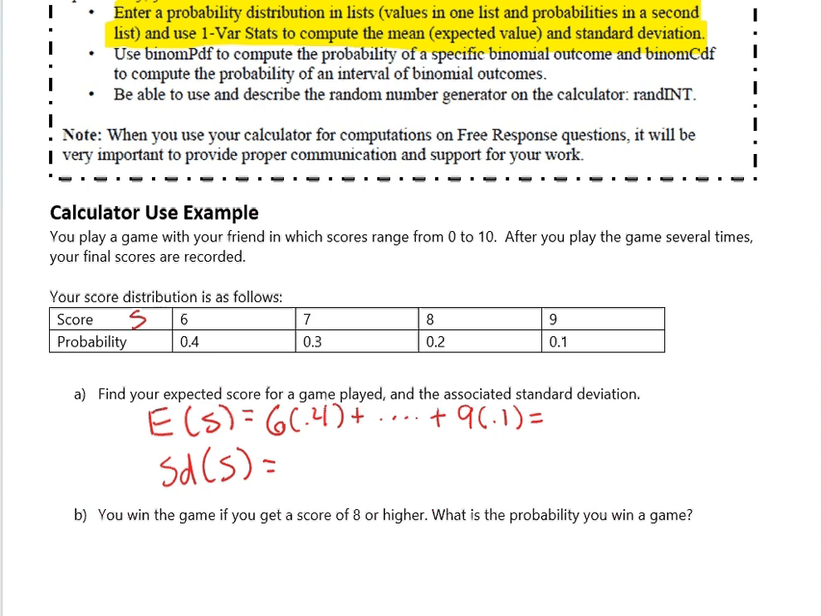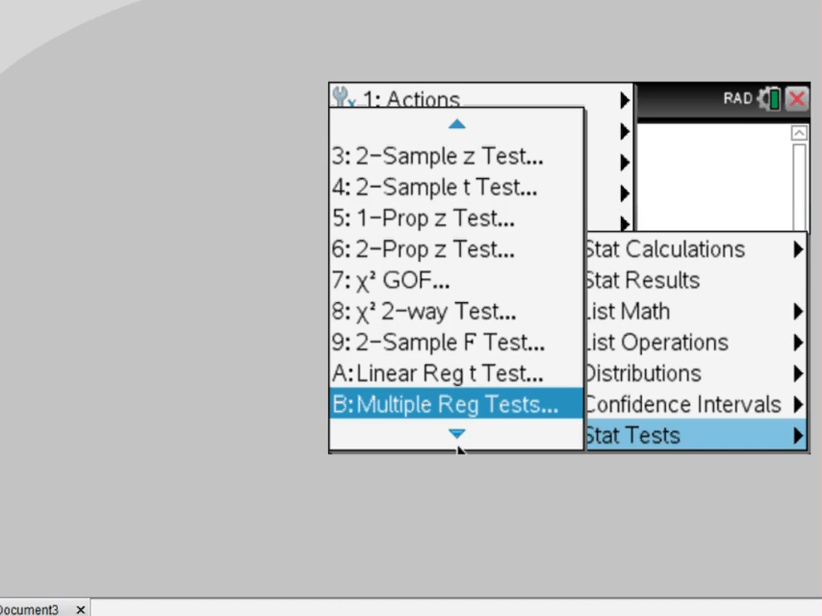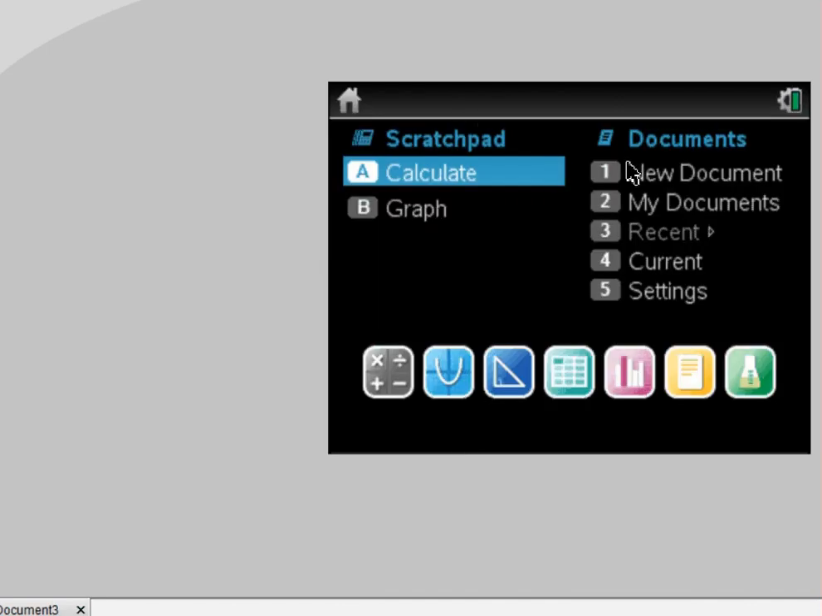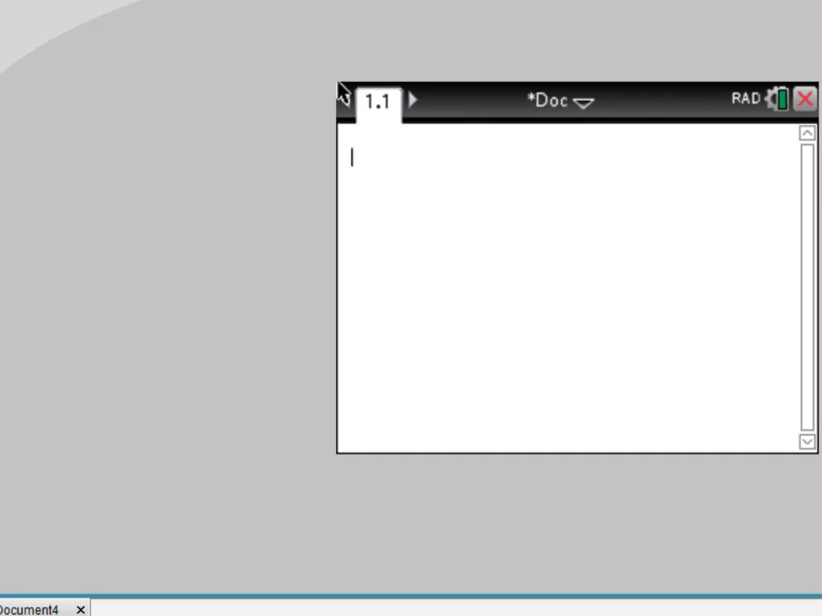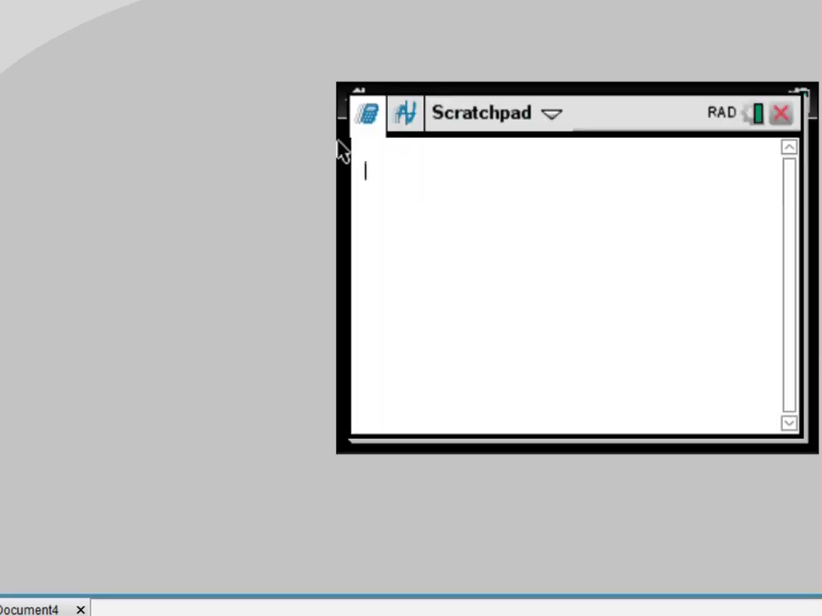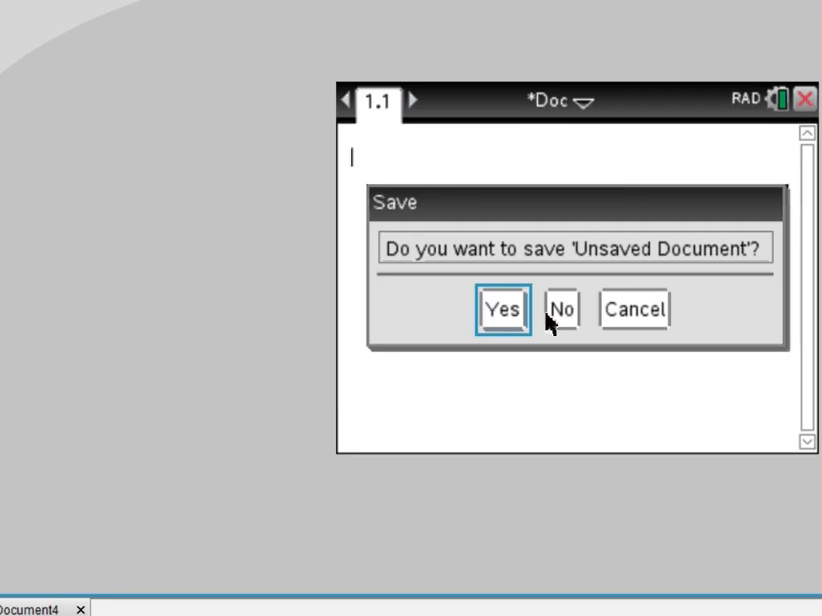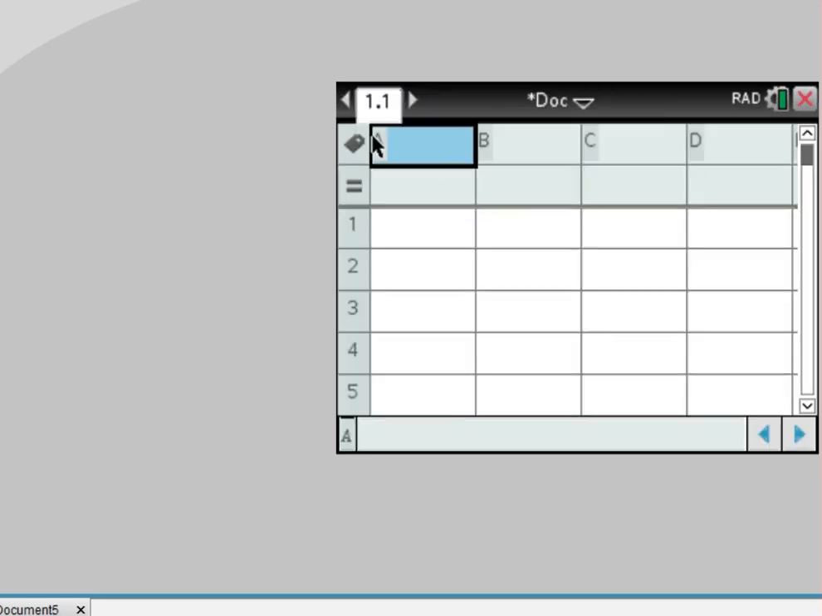Okay, so what I'm going to do here is open a new document, and I want to add a Lists & Spreadsheet page. So I just labeled my score as S, so I'm going to label that column S, and then I want a probability column to put in my probabilities.